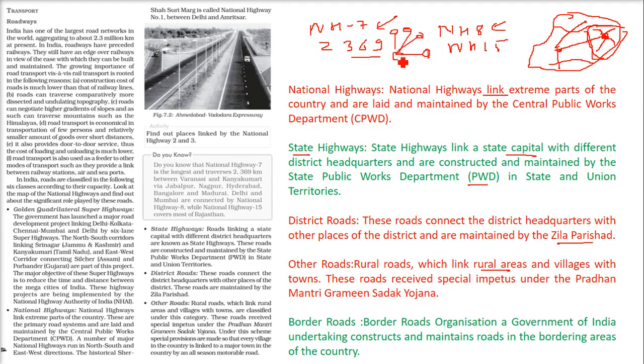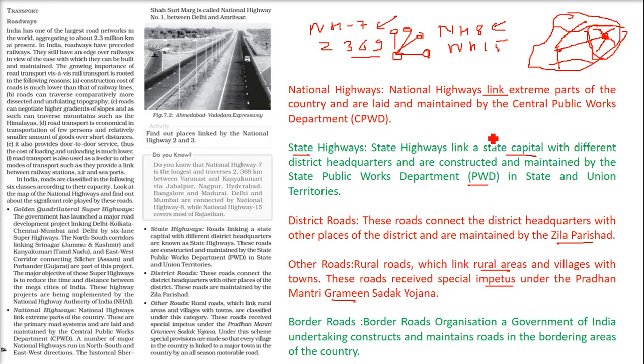So this is a rural area connected to a town, and these are called the rural roads. This has got a very good impetus, or you can say a thrust, under the Pradhan Mantri Gramin Sadak Yojana. That means all the Gramin area, or the rural area, has to be connected to the towns, or every gaon, every rural area has to be connected by certain roads. This is under Pradhan Mantri Gramin Sadak Yojana.